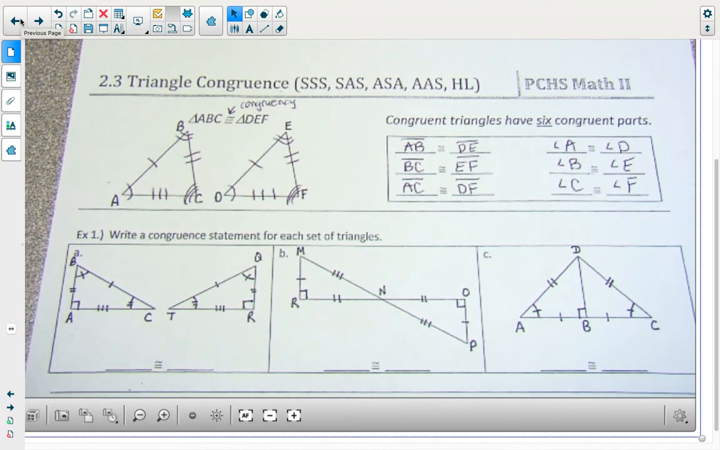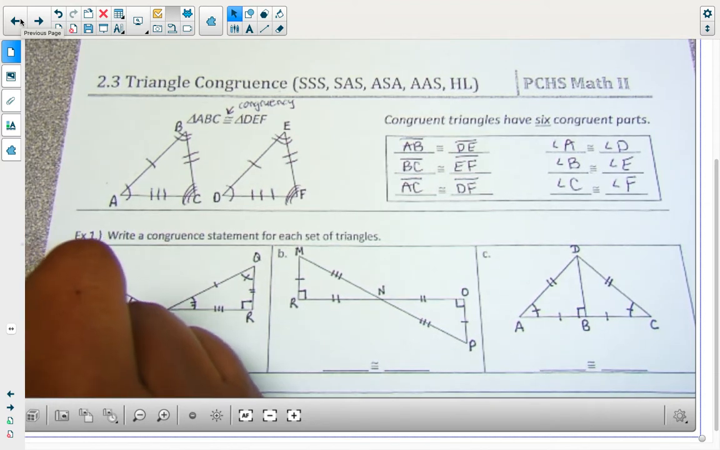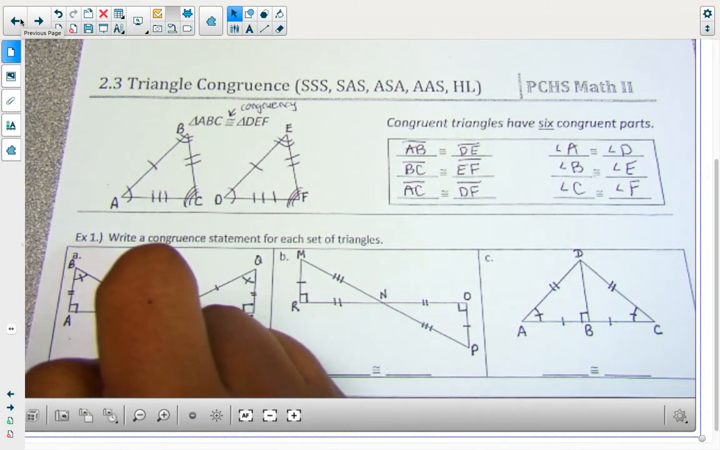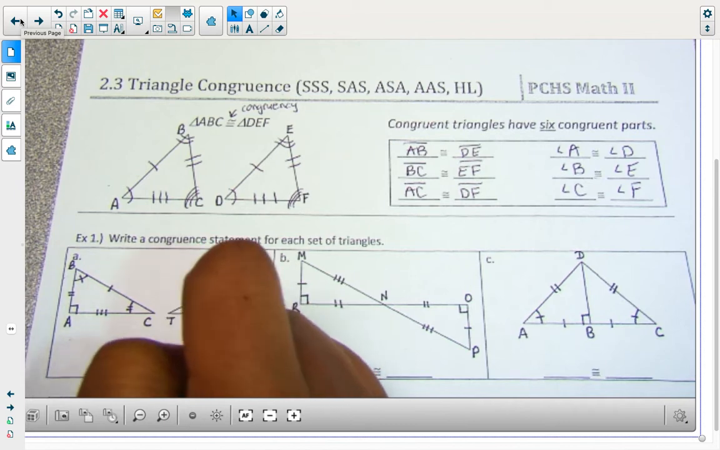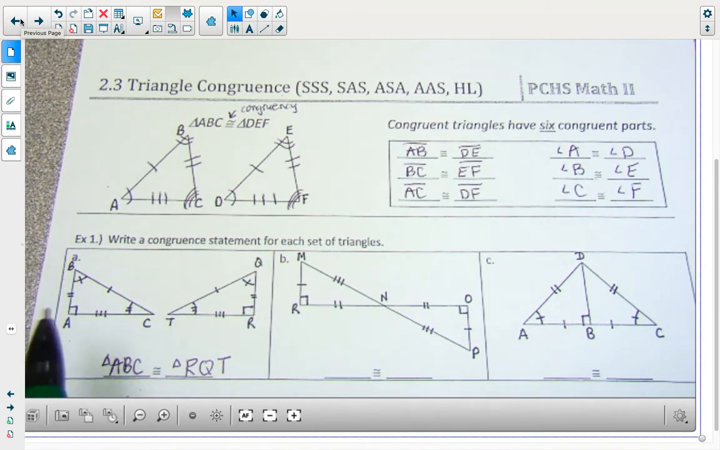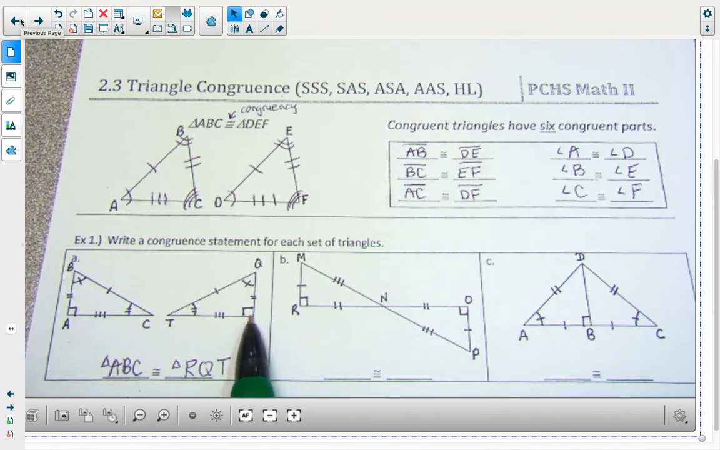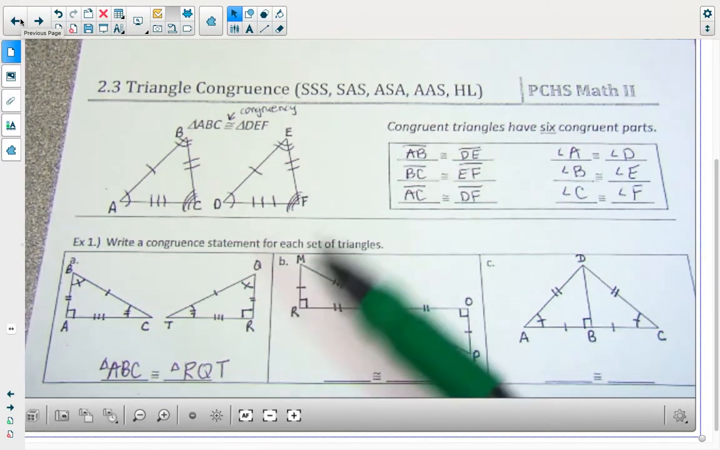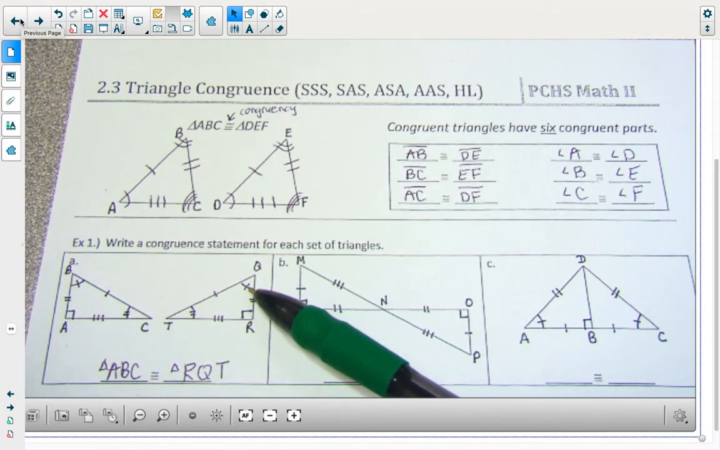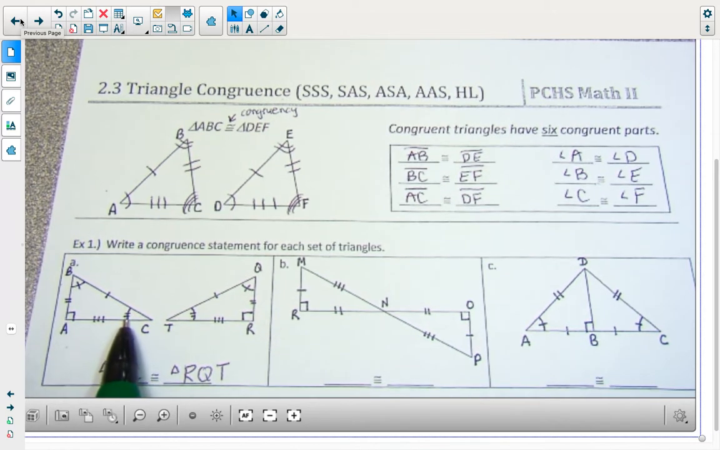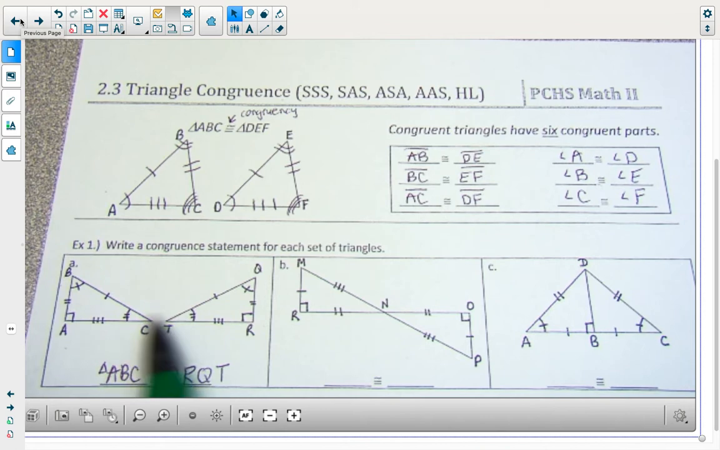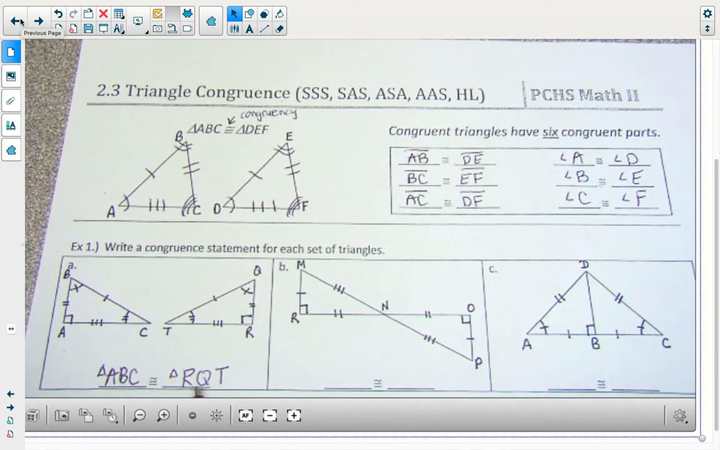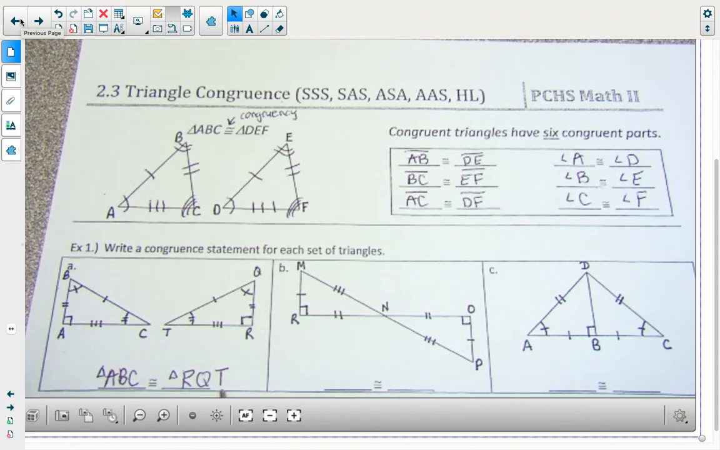So my 2 triangles that are congruent to each other, triangle ABC is congruent to triangle RQT. So I matched up angle A with angle R because they're both right angles. B matches with Q because they both have the same tick mark. And C matches with T because they have the same tick marks. So A corresponds to R, B matches up with Q, and C matches up with T.